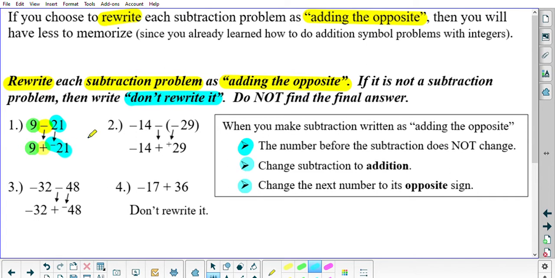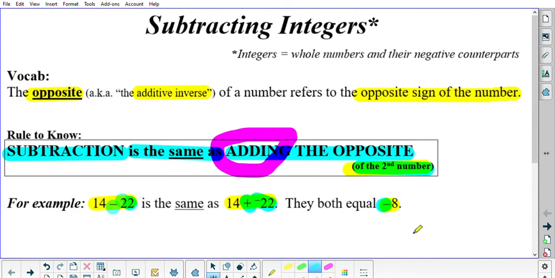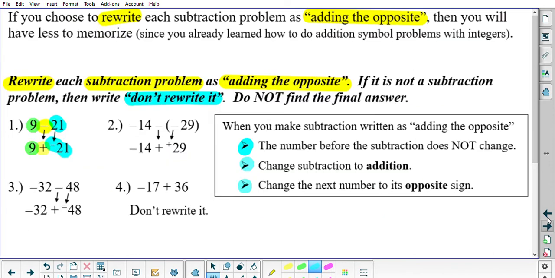And believe it or not, even though the new looking problem looks different from the original, they're actually the same. They look different, but they have the same answer. And that's what I showed you here on the place where it said, for example, 14 minus 22 is the same as 14 plus negative 22. But again, the greater purpose of why we're doing this is because, believe it or not, this is going to give you less to memorize.